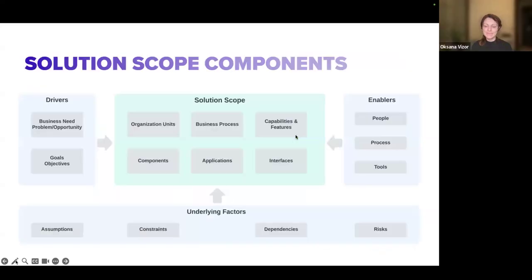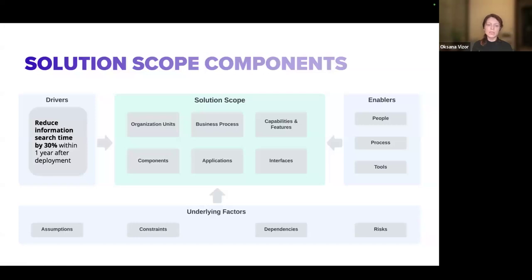Okay, let's move on. That was interesting information before, and now we are turning back to some serious things. And now we will show you how all these solution scope components work on the example of this AI assistant implementation project. First of all, we will start from the business requirements, from the drivers. Why are we doing this? What is the main goal? And what do we want to achieve with this project?